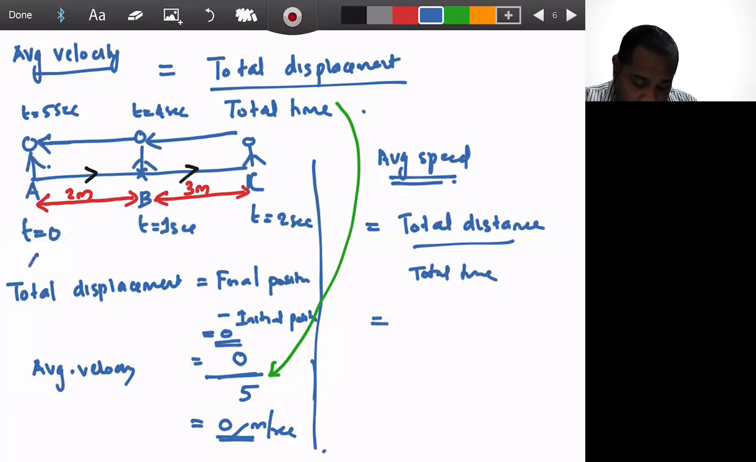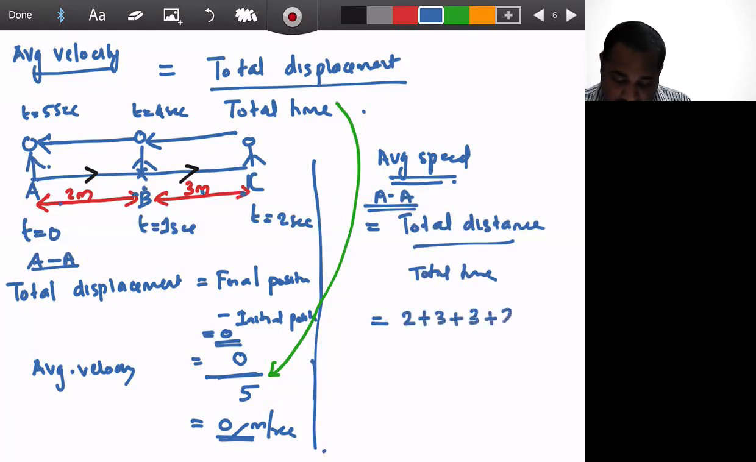So what will be the total distance covered in the same case? The total distance is 2 plus 3 plus, again back, 3 plus 2. So 2 plus 3 is 5. So 2 plus 3 plus 3 plus 2 divided by total time, which is 5. So that is equal to 2 plus 3, 5, 5 plus 5, that is going to be 10. 10 by 5. So that is equal to 2 meter per second.